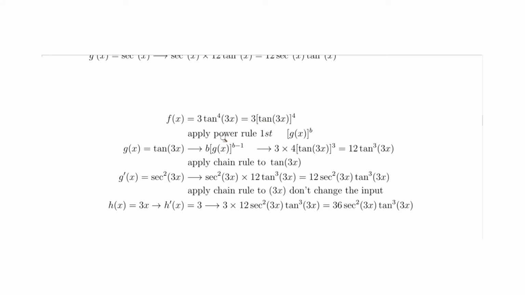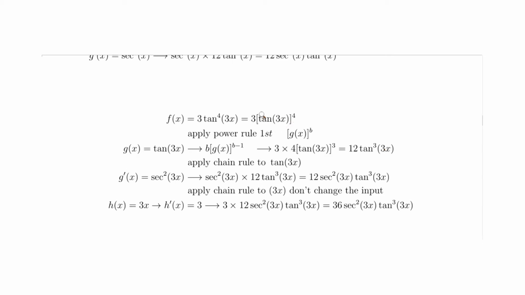So applying the power rule to tangent 3x, where 3 is the coefficient and the power is 4, we end up with 3 times 4 times tan 3x cubed, which then gives us 12 tan cubed 3x. Now we apply the chain rule to the tangent. So that's the first thing we do.